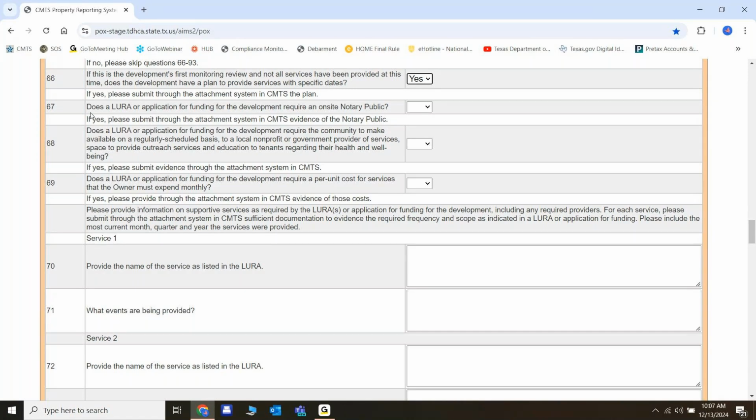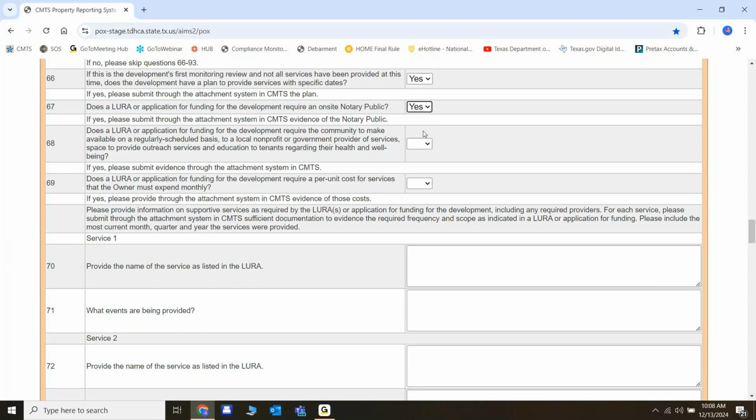Then it says, does the LURA or application for funding for this development require an on-site notary? This can be confusing because sometimes notary is in the list of services as a point option, but that is not what this is asking. If you are counting it as a point option, you're going to add it down here at some point. This is asking, does it specifically require one? Because there are LURAs that specifically say you are required to have a notary.